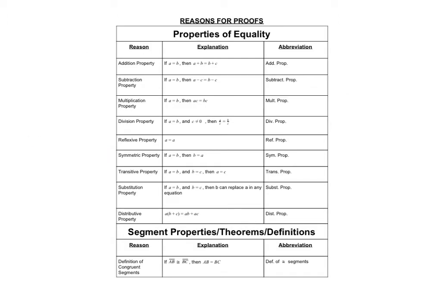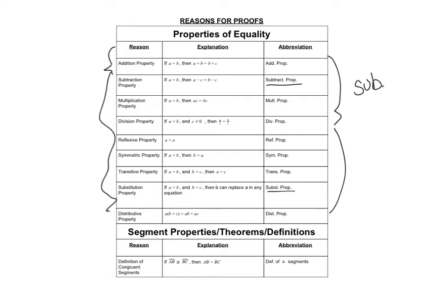Your document will look something similar, where I have all the reasons that I would use in the proof part listed along with an explanation of what that reason might mean and an abbreviation if you're writing this down so that you don't actually have to write the words. Notice how for subtract property and substitution property, I would not abbreviate it as "sub" because those two could be confused with one another.